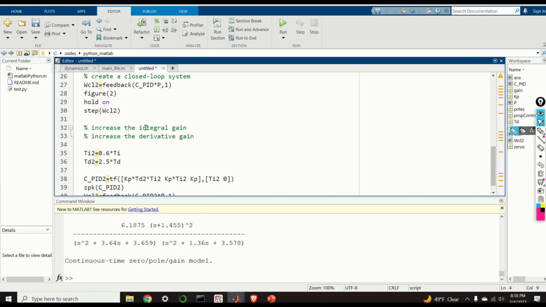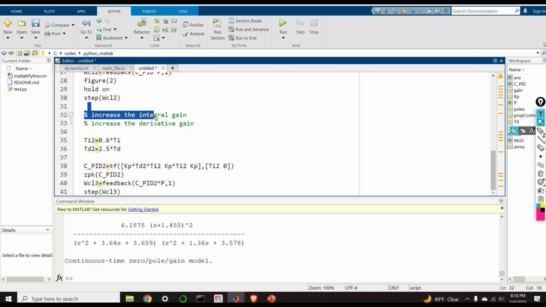We can reduce this overshoot by increasing the integral gain and by increasing the derivative gain. So I simply increase the integral gain by decreasing the TI parameter, and I increase the derivative gain by increasing the TD parameter. So let us simulate this controller, and let's plot all the results on the same graph. And let's see the results.